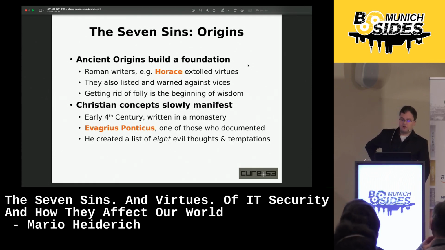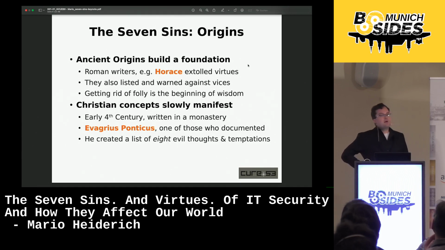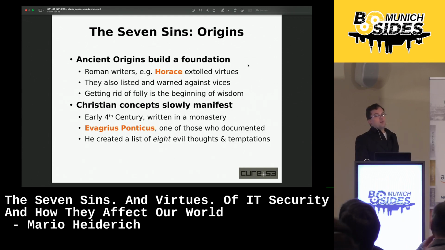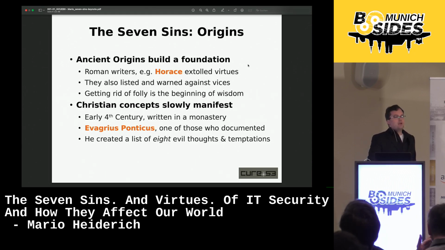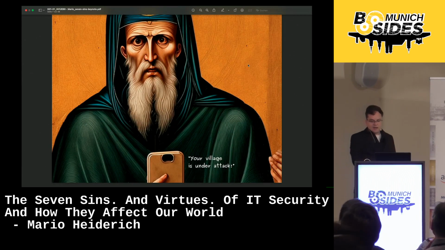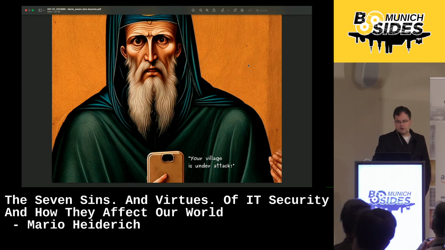And then in Christianity, the concept was picked up and slowly manifested into what we know about this today. It was in the early 4th century, written in a monastery by a monk called Evagrius Ponticus, who was the first to document the virtues and the vices in a sort of bullet list. Back then he was a little bit more generous because he picked 8, but today we only have 7 left, but hey, that's not that bad. That is him actually, back then in the 4th century, writing down that kind of stuff.